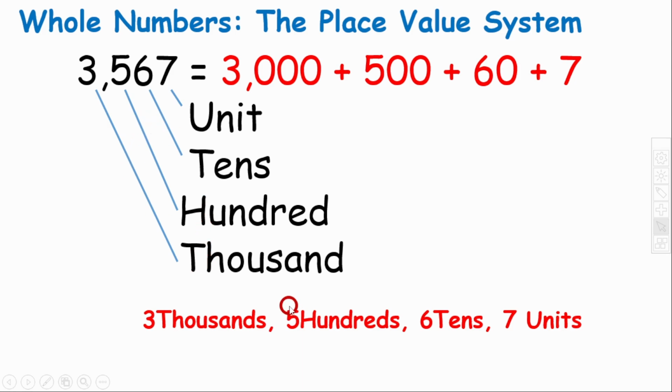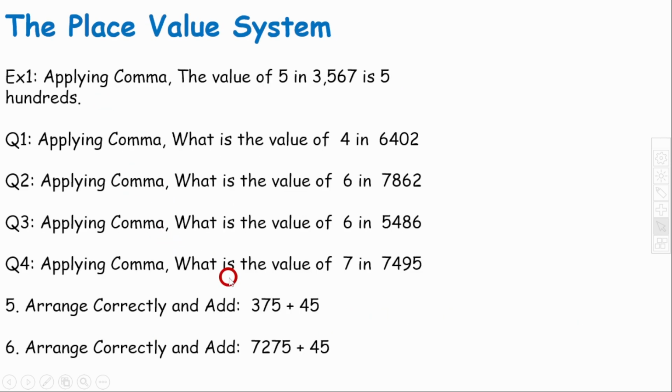So if they ask you what is the value of a particular digit within this number, all you have to do is just label it unit, tens, 100, and 1,000. Then you'll be able to tell us, oh, it is 7 units, it is 6 tens, it is 500, it is 3,000. Very, very important. Now let's try to solve some examples.